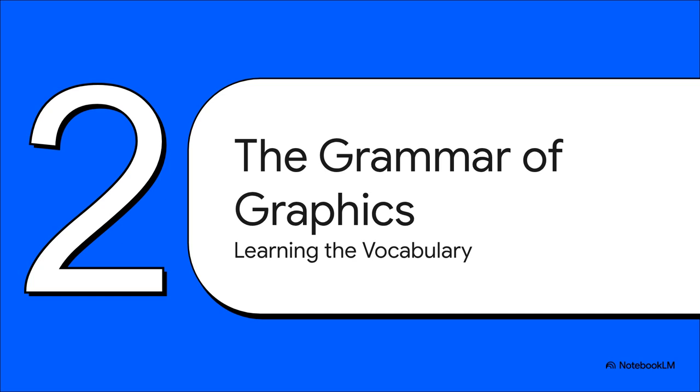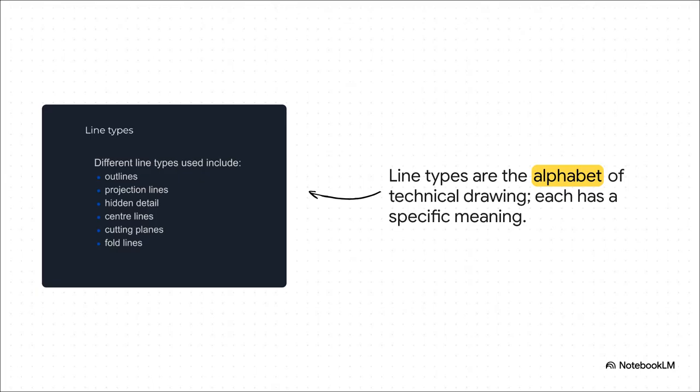Okay, so if this is a language, what does its grammar even look like? Well, every language has an alphabet and vocabulary, right? For technical drawing, it's really no different. The absolute foundation, we're talking the alphabet of this language, is line types. You can't just draw any old line you feel like because every single style has a very specific job to do. It's a visual code.